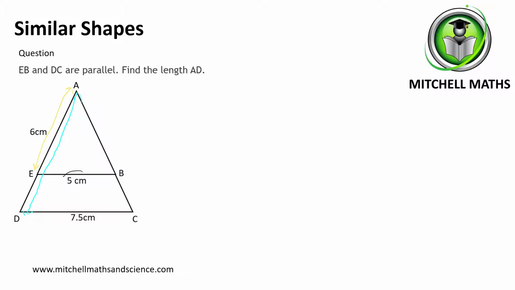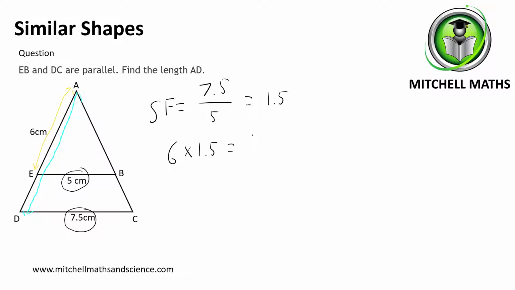To find the scale factor, we need to use 5 and 7.5 because they're on proportional sides. Therefore, scale factor is equal to 7.5 divided by 5, which gives us 1.5. Now that we've got the scale factor, we're going to need to scale up in this case. Therefore, we're going to do 6 multiplied by 1.5 to get the length of A to D. 6 times 1.5 is equal to 9 centimetres, because we're multiplying by the scale factor because we're scaling up.